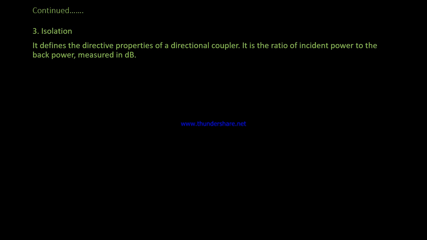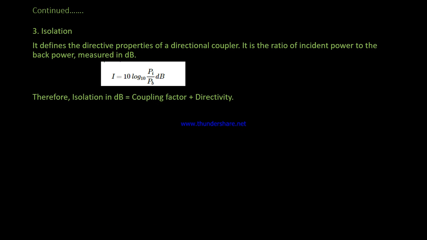Number 3, isolation. It defines the directive properties of a directional coupler, which is the ratio of incident power to that of back power measured in dB. That means isolation is 10 log P incident all over P backward power in base 10 logarithms. Therefore, isolation in dB is equal to coupling factor plus the directivity.